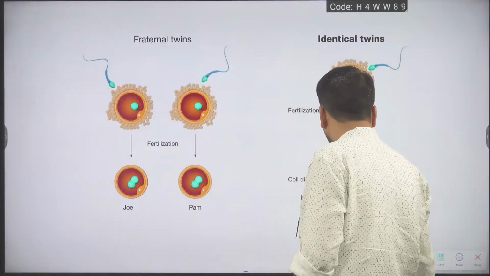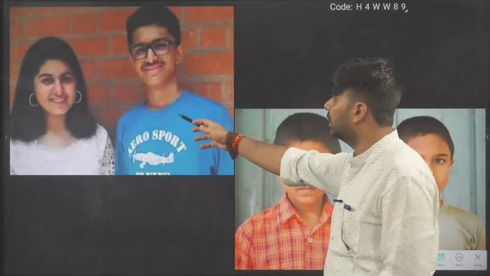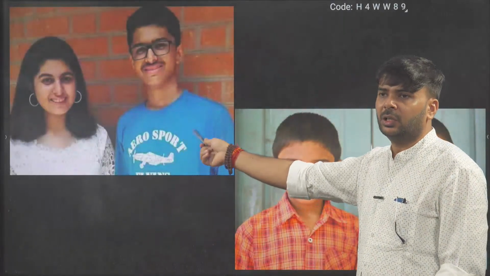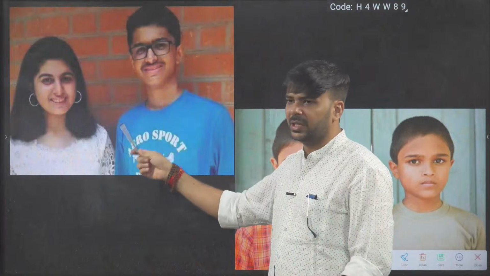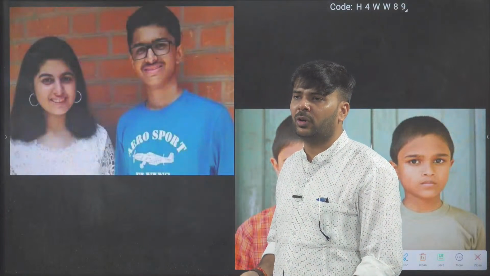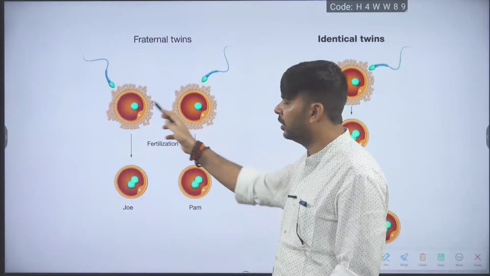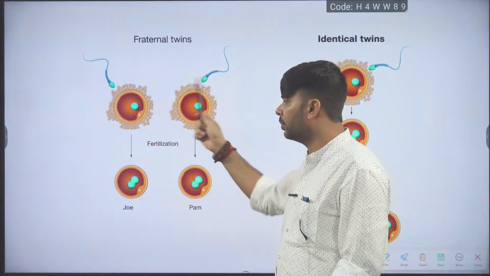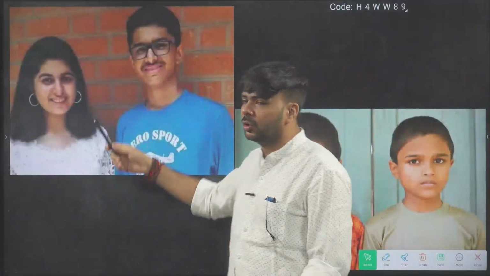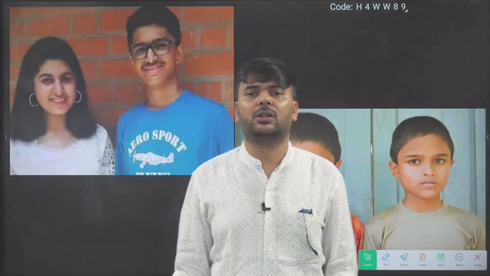You need to understand this. Here you can see these are dizygotic twins. This means these two brothers and sisters are formed from two different ova and two different sperm. So yes, they look close, but they are not the same. They are non-identical fraternal twins.